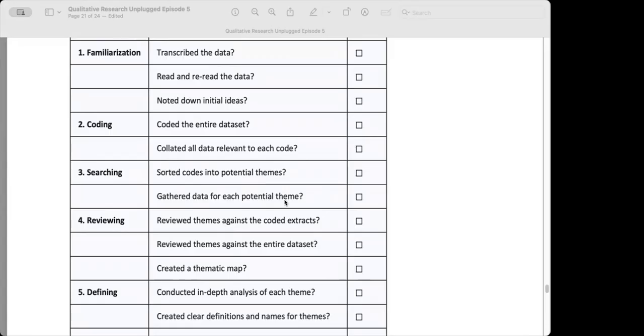And finally, for Phase 6, producing the report, it asks: did you select vivid, compelling data extracts that powerfully illustrate your analytical points? And did you analyze them? Have you written the final analytical narrative telling a coherent, convincing, evidence-based story? Did you clearly relate your analysis back to your original research question and the existing literature, explicitly showing how your themes provide answers or insights? And ultimately, have you produced a scholarly report or chapter that stands as a rigorous, defensible, and impactful piece of research? Check 6.